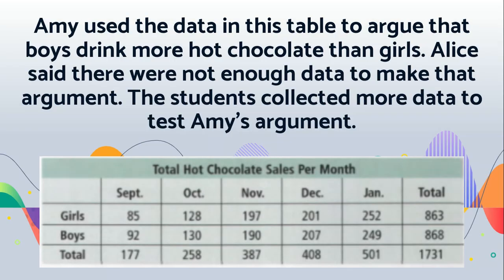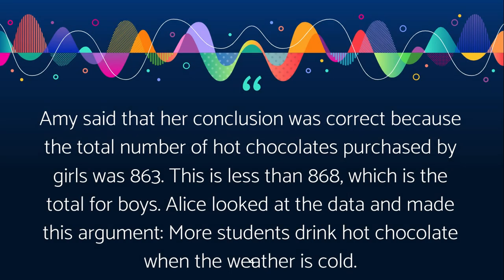Amy is saying that this data here tells me that boys drink more hot chocolate than girls. Alice said that there was not enough data to make that argument. So the students collected more data to test Amy's argument. So you can see that they collected the data over 5 months instead of just 15 days. And if you look over here, you'll see that it's 868 for boys, 863 for girls. So Amy is saying her conclusion was correct because the total number of hot chocolates purchased by girls was 863. This is less than the 868, which is the total for boys.